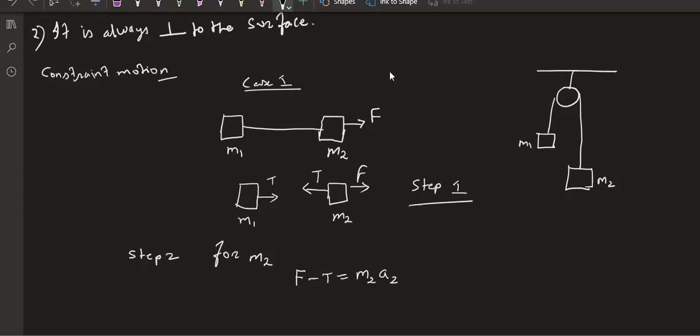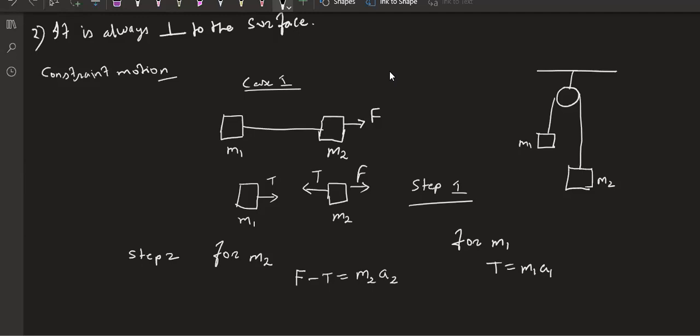What would be the equation for mass M1? For M1. Tell me, what would be the equation? It's fairly easy. It is just T is equal to M1A. Because on this mass M1 there is only force T. So it is T is equal to M1 into A1. Got it? Right, everyone? Okay.